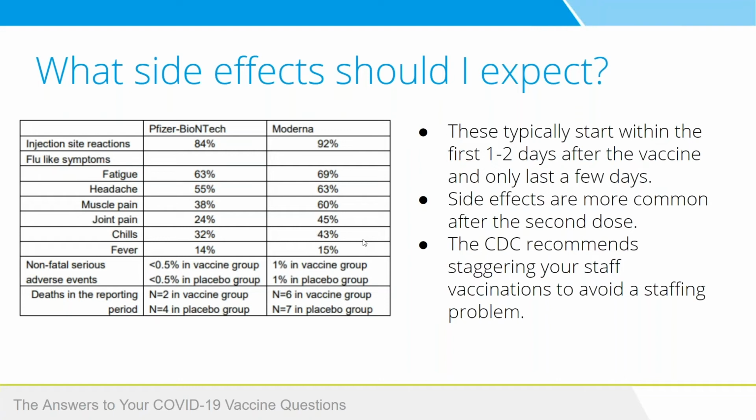Moderna has more. So this is something that's interesting to see. More people with the Moderna vaccine have side effects. So they typically have muscle pain and joint pain and chills. That's lower in the Pfizer side. Both sides were about the same in terms of fever. 14 to 15% of people will get a fever.